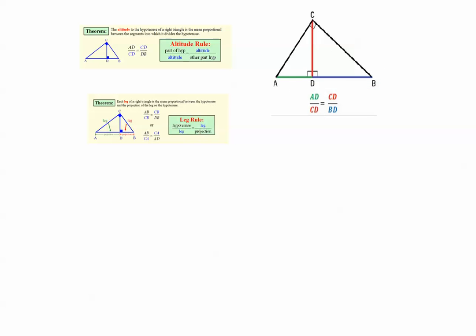the hypotenuse over the leg. Hypotenuse, this is the whole hypotenuse, okay, over a leg is equal to the leg over a projection, part of this, one of these parts, this part or this part, okay? But we're going to play with that. And again, the legs are the same. It's the same leg. So let's take a look at an example.